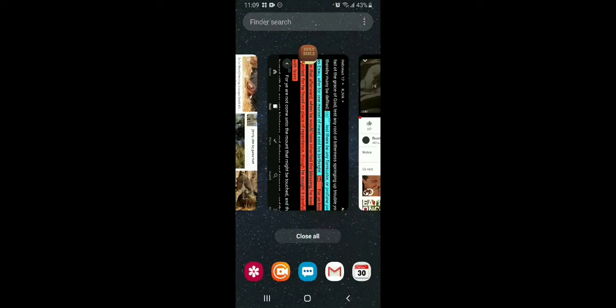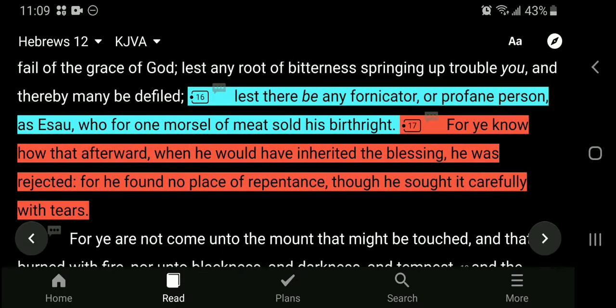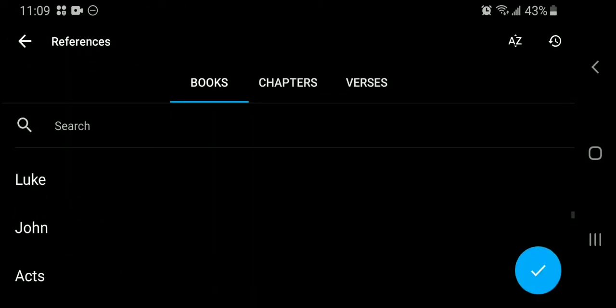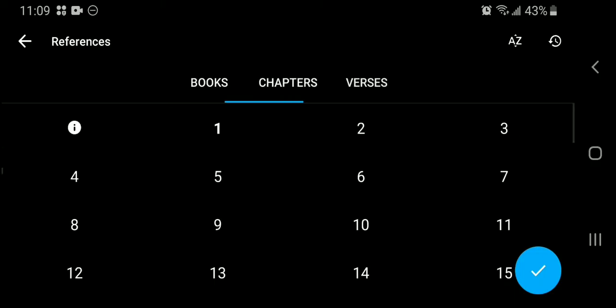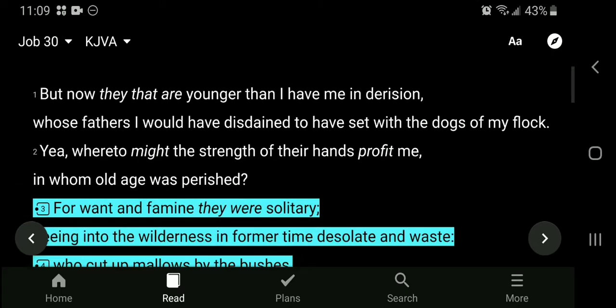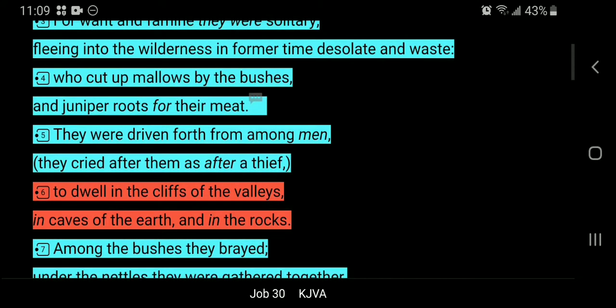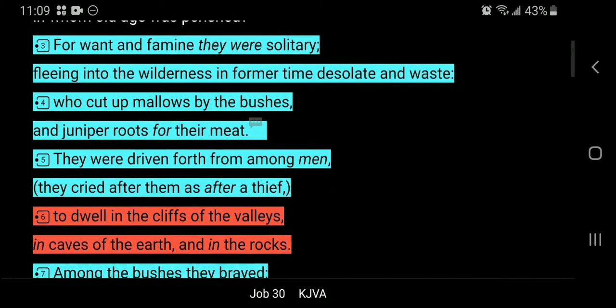Now let's go back to the scriptures. Man, this fire is all get out. All right, let's go to the book of Job, chapter 30. And this is going into the so-called white man Esau, back when they were in the caves, back when they were despised and they were pushed back into the caves.